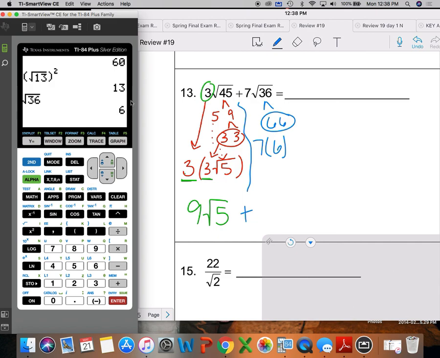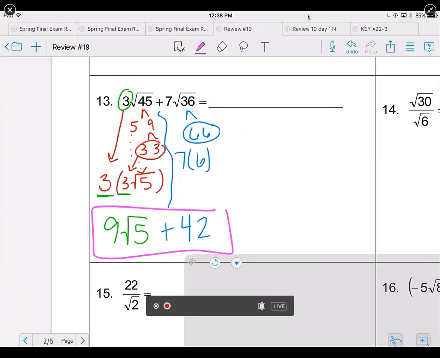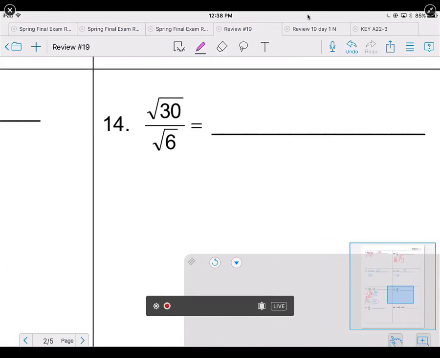I don't have a square root in my calculator, so I don't keep the 6 under the square root. Now 7 times 6 is 42. On the left side, we have the square root of 5. On the right side, we don't have any square roots, so I can't do anything further to this problem because I don't have the same square roots.